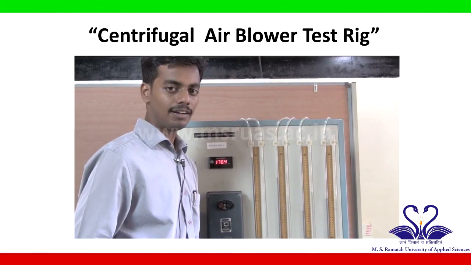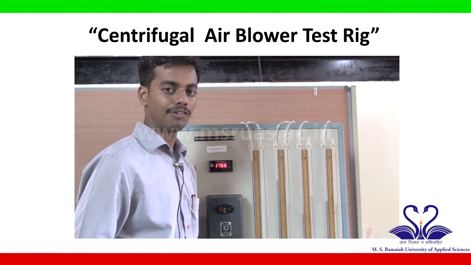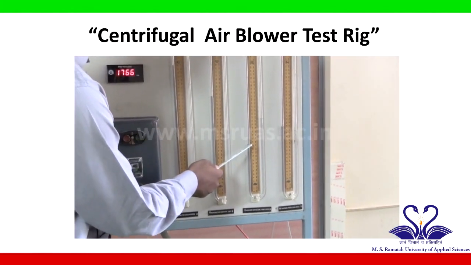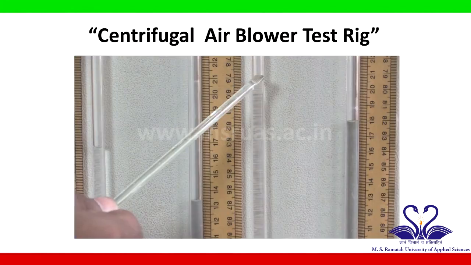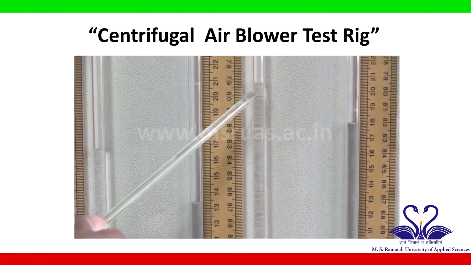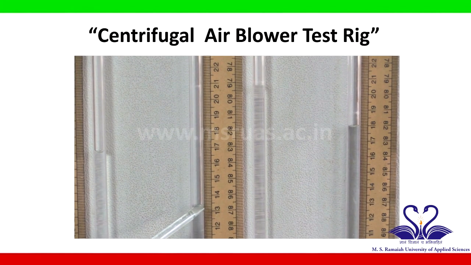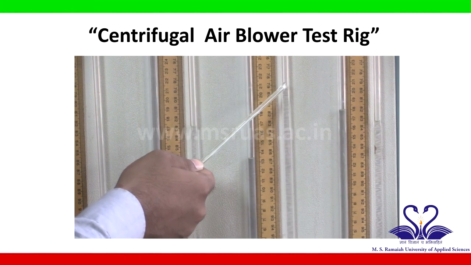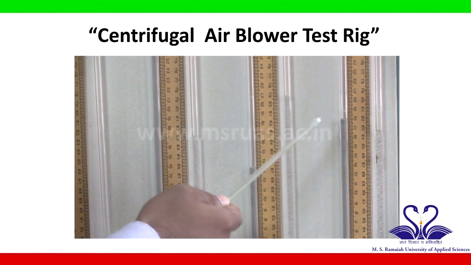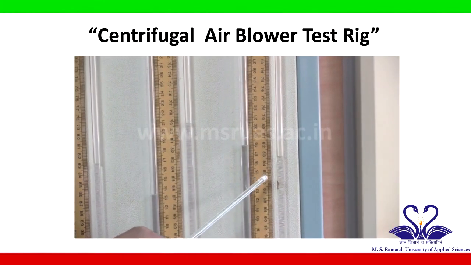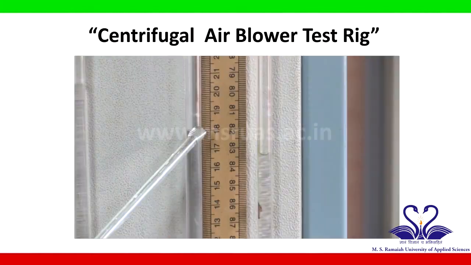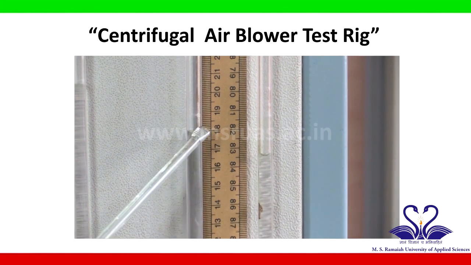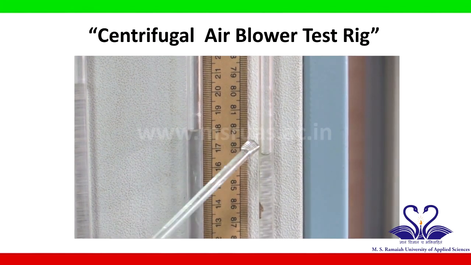The delivery head of the blower from the delivery line can be measured on this manometer, where the levels of the water can be seen over here. Similarly, the suction head of the air entering the blower can be measured by seeing the level difference of the manometer over here.